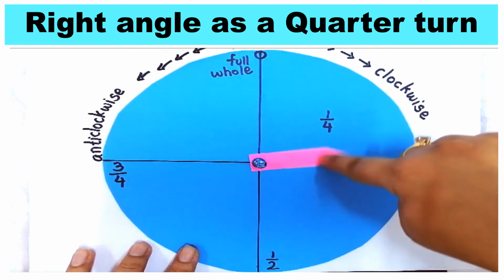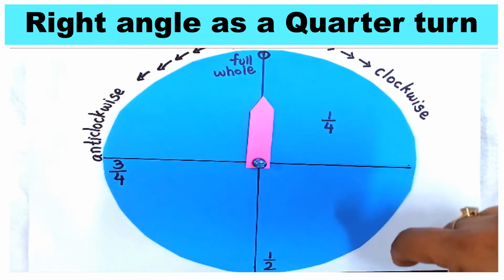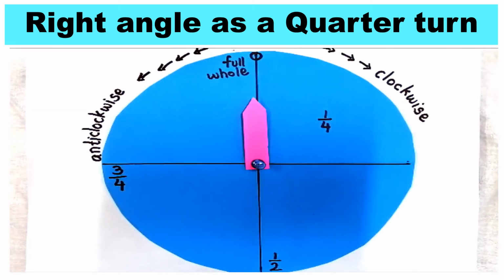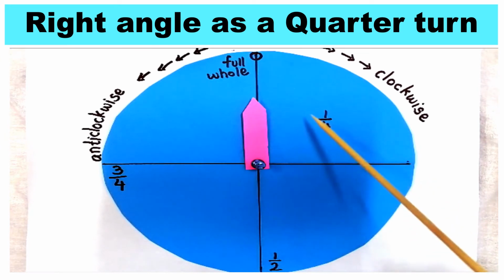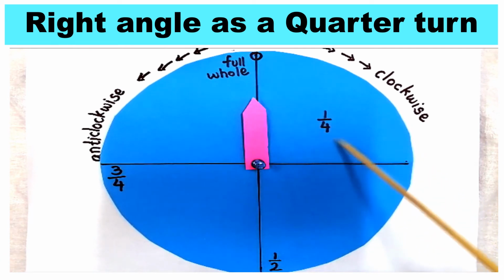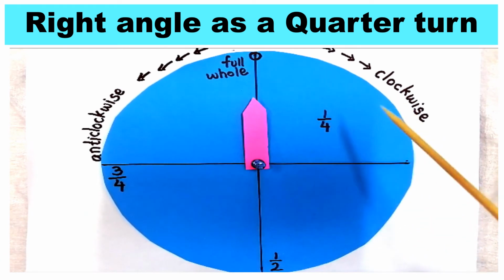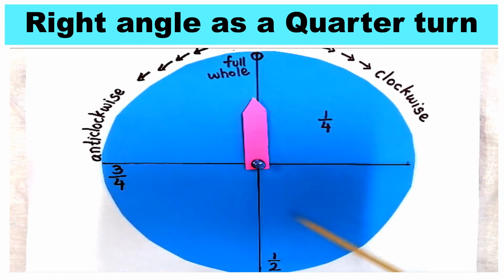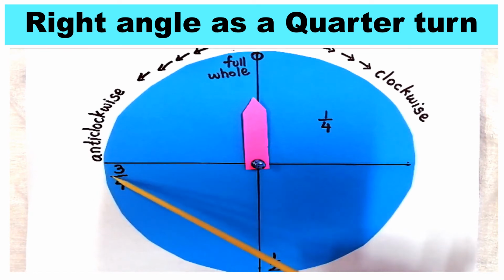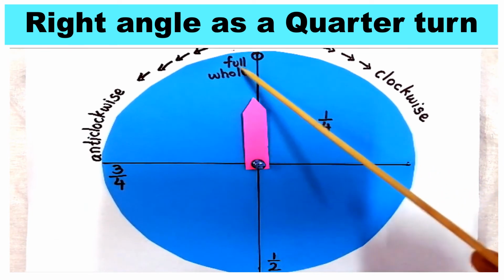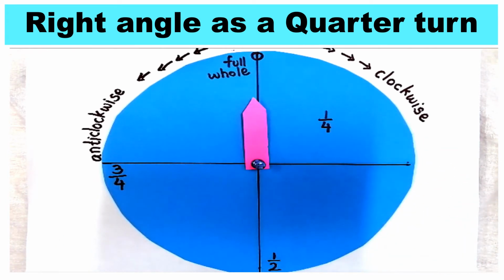It's the opposite direction. Now I'm going to ask you two questions. How many parts are there in this circle? And what do we call each part? As you can see here, I have divided this circle into 4 equal parts. Each part is called a quarter. And when we join 2 quarters, we get a half. Then we join 3, we get 3 quarters. When we join the 4 quarters, we get 1 whole.